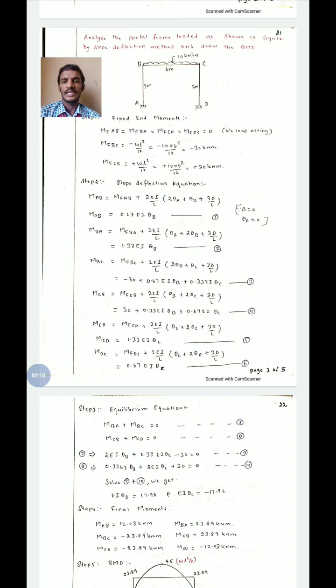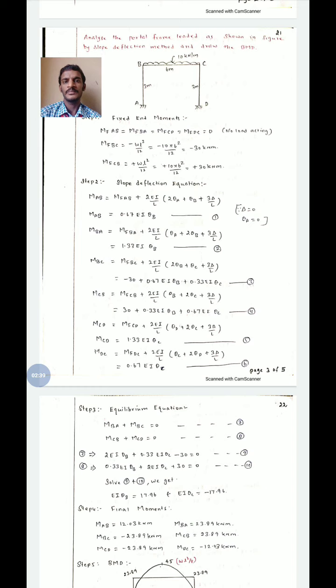Similarly, MBA equals M of BA plus 2EI by L into theta A plus 2 theta B plus 3 delta by L. Substituting theta A equal to 0 and theta B as same. Delta value is not given, therefore delta value is also treated as 0. Finally, we get MBA as 1.33 EI theta B as second equation.